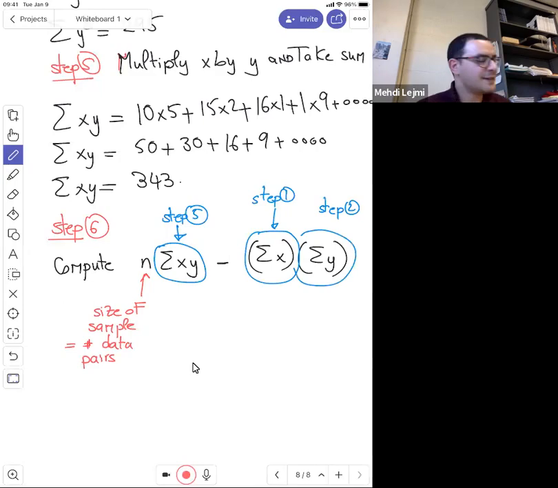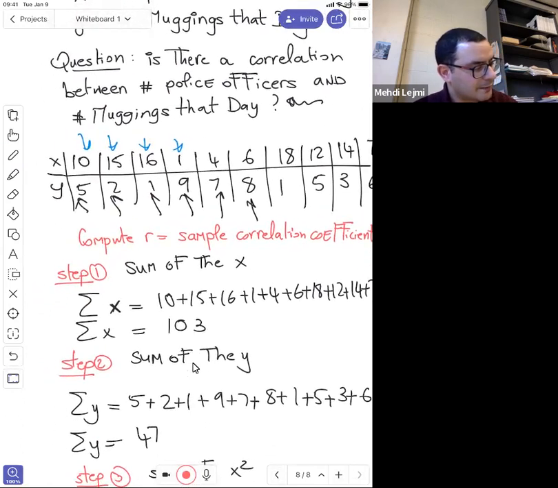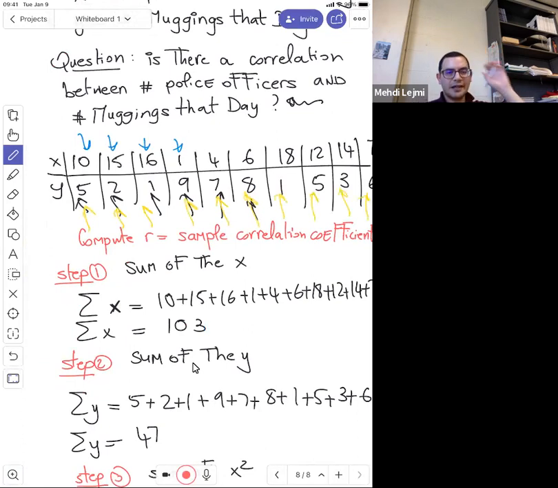So here in this example, the size of the sample, we have a sample of 10 days, right? We have 10 data pairs. We have 1, 2, 3, 4, 5, 6, 7, 8, 9, 10. So it's 10 data pairs, so n is 10.